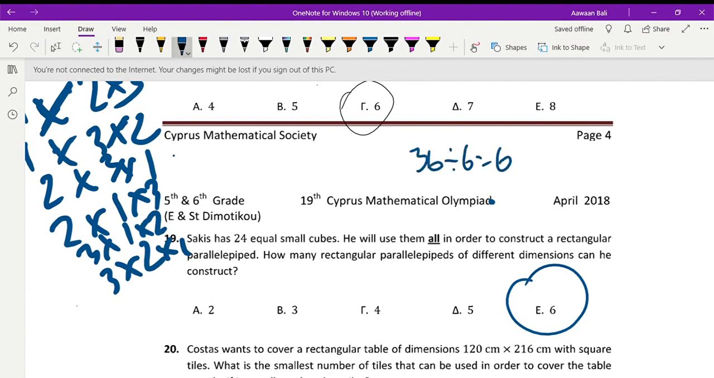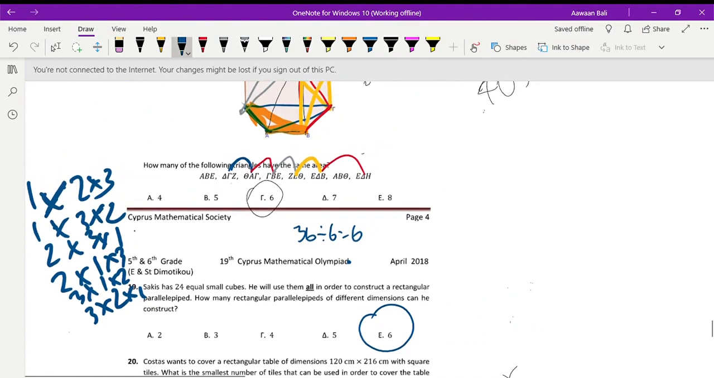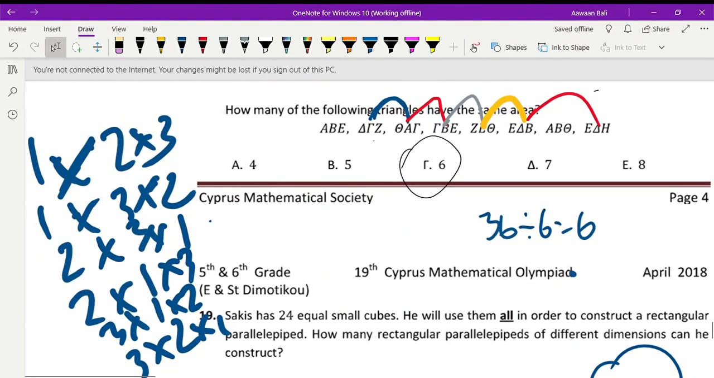So like 24 equal small cubes, their areas are all 36. Let's just say that 36 divided by 6 is 6. So now we have to make parallelepipeds of different dimensions, and here they're all listed down. The great thing is that 1 exists. And basically with 1 you can make so many different dimensions. I know we're using the same numbers, but the dimensions are different.